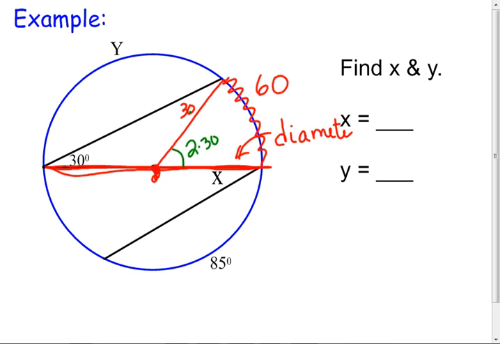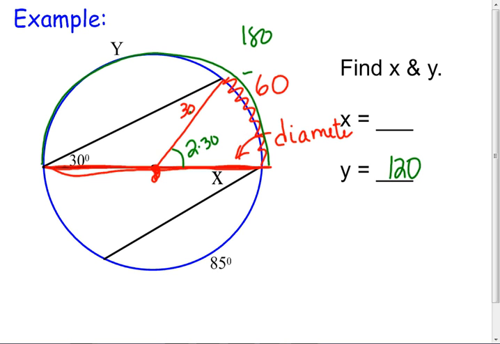That didn't answer any of my questions, did it? Well, let's find out what y is. Because this is a semicircle, how many degrees in that arc? 180. So we subtract 180 minus 60, and we get y, which is 120.